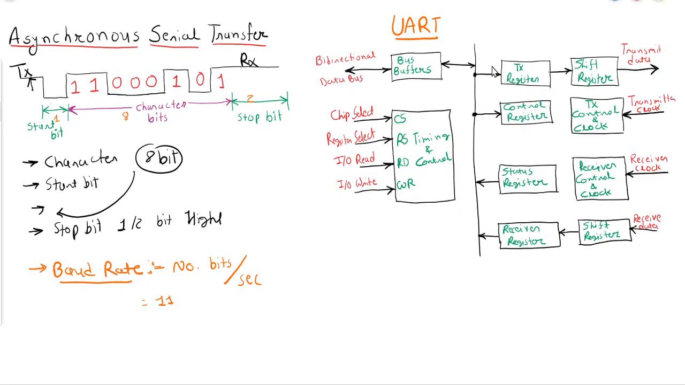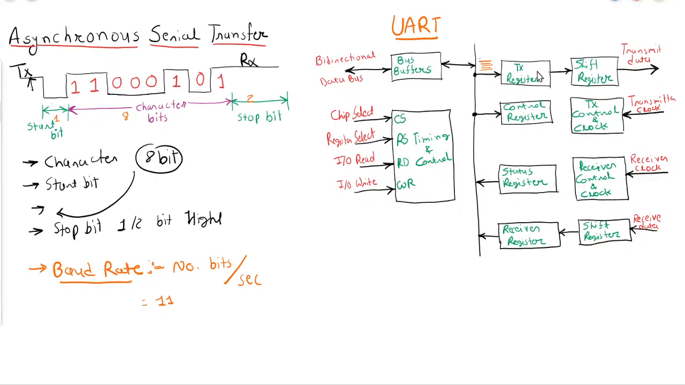Next, let us focus on how this data will be accepted into the transmitter register and how it will be sent. The CPU will place data into the bus buffer, and then that data will be transferred into the transmitter register. This transfer will be parallel, so this will be the parallel input.